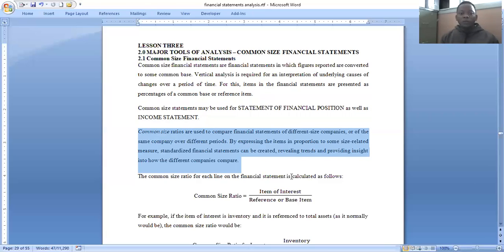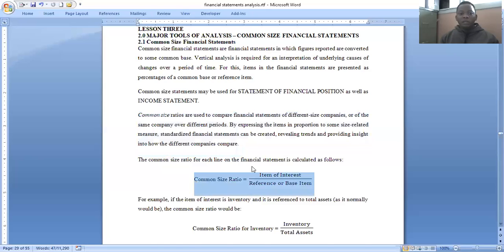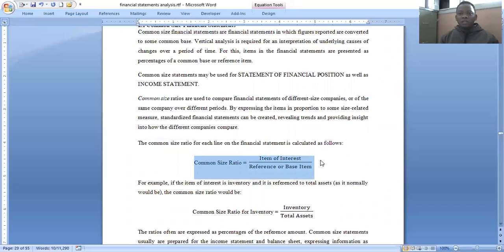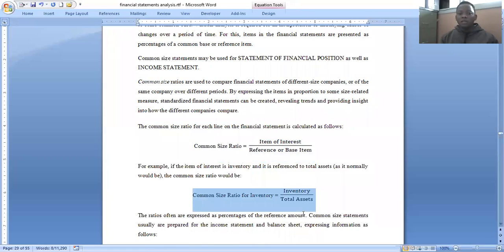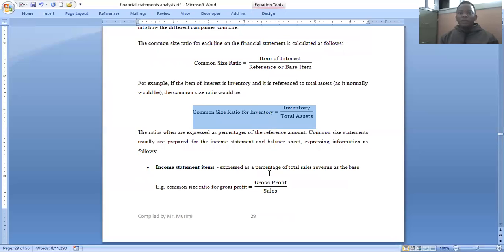So the formula of obtaining a common size ratio is equal to the item of interest, or the item in the financial statement, divided by the reference item or the base item. So for instance, the common size ratio for inventory is equal to inventory over total assets. In which case, inventory is the item of interest and the total assets is the reference item, also known as the base item.